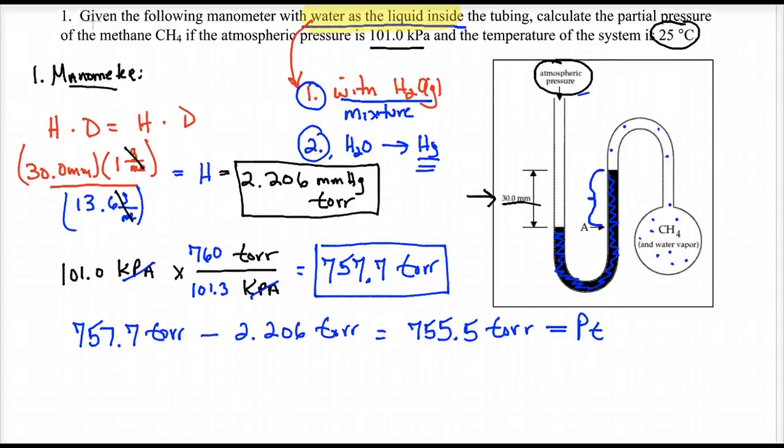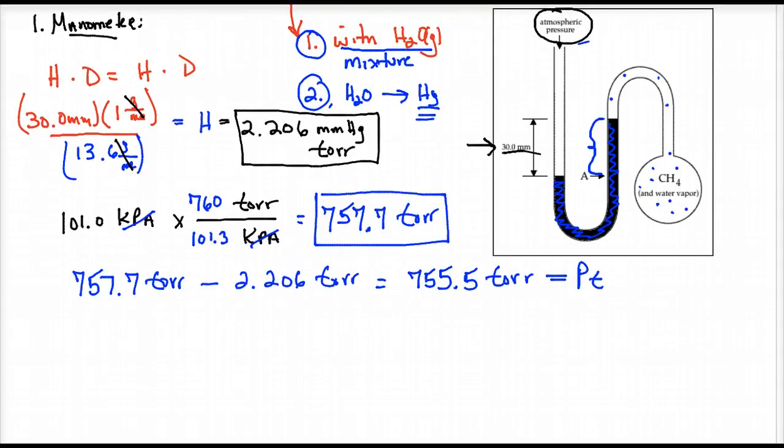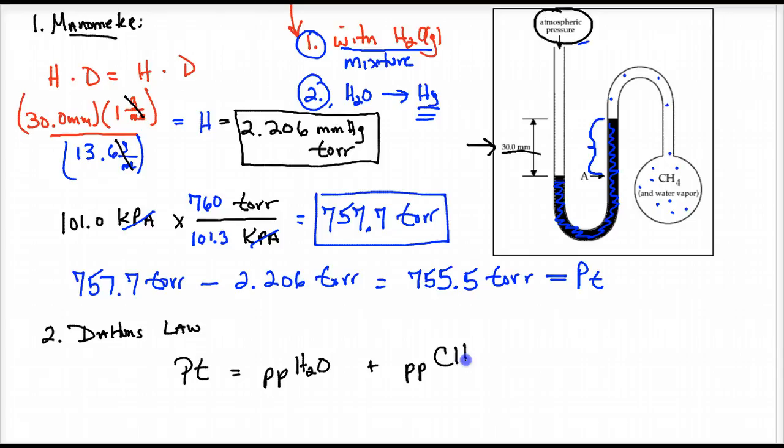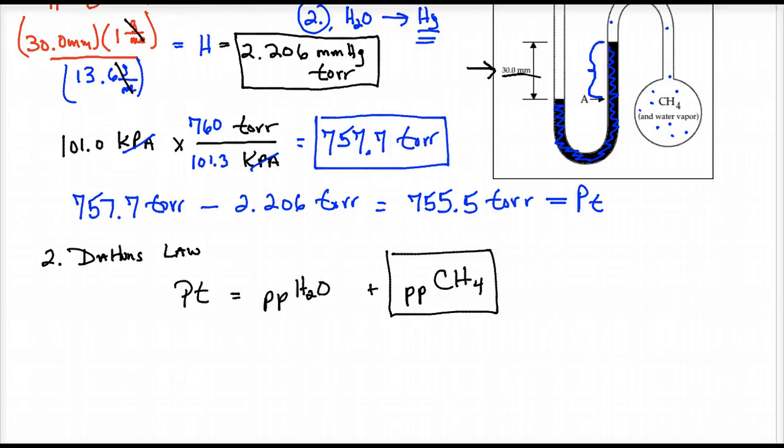So my next step is to do a Dalton's law of partial pressure. So number 2 is we do the Dalton's law step. Dalton's law means that the total pressure, PT, is equal to the partial pressure of the water vapor plus the partial pressure of the methane gas. We're trying to get the methane gas. Well, now I have the total pressure. That is 755.5 torr. Make sure you're in the same units.